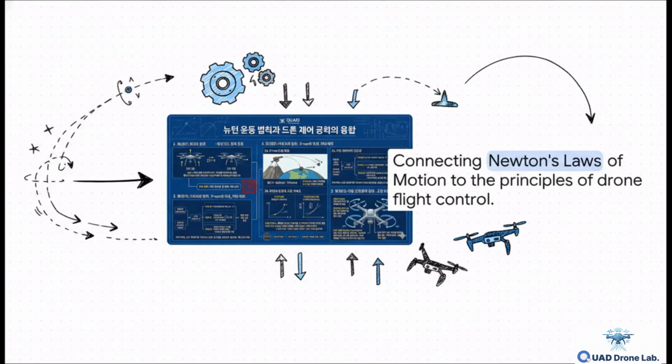You might think a course on advanced robotics would start with some crazy complex code, right? Nope. It starts with something you probably learned in high school: physics. We're talking Newton's laws of motion. The curriculum literally connects these fundamental laws directly to how a drone flies. And that's so important because it means you're not just learning how to program a drone, you're learning why it works from the absolute ground up.